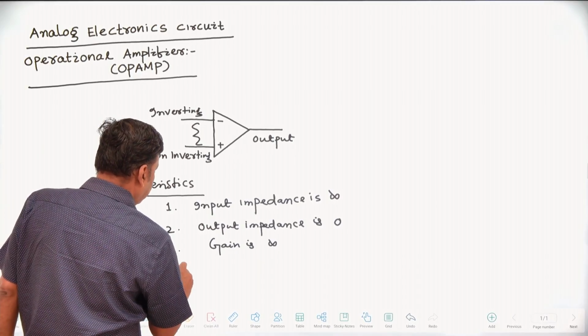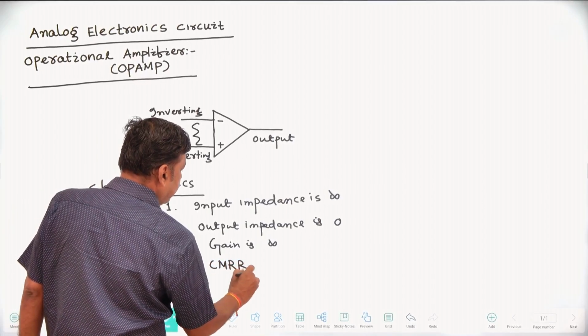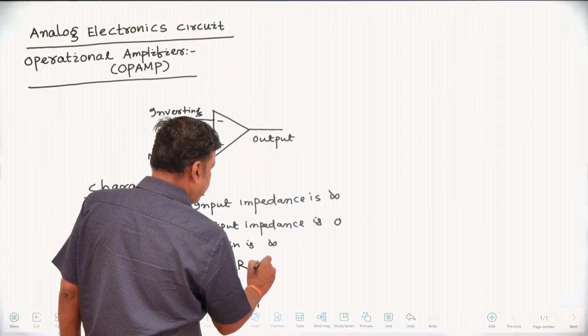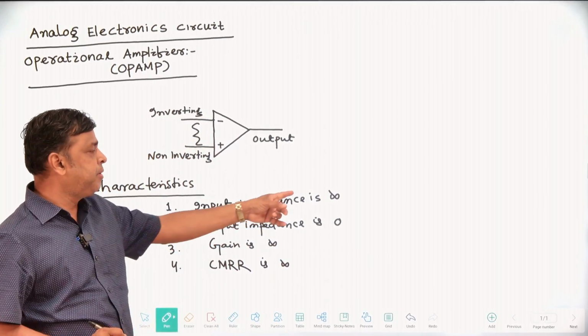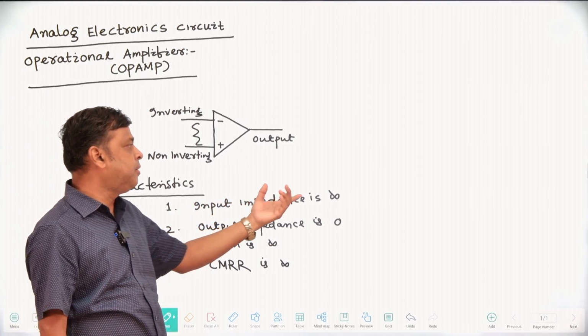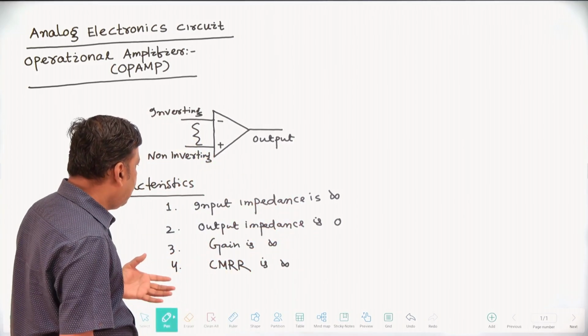And number four, CMRR, the common mode rejection ratio of the operational amplifier, is too high. In ideal case, it is infinite. What do we mean by considering infinite? In ideal case, input impedance is infinite, but in practical case it is not infinite, it is very high. Another, gain is infinite.